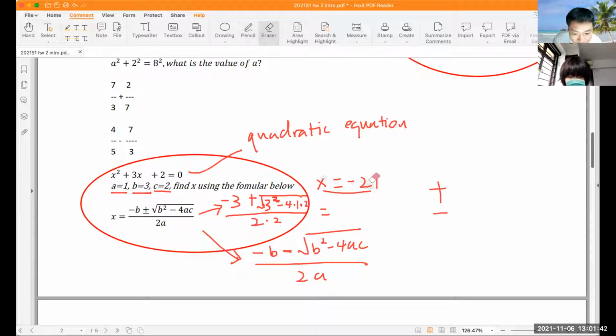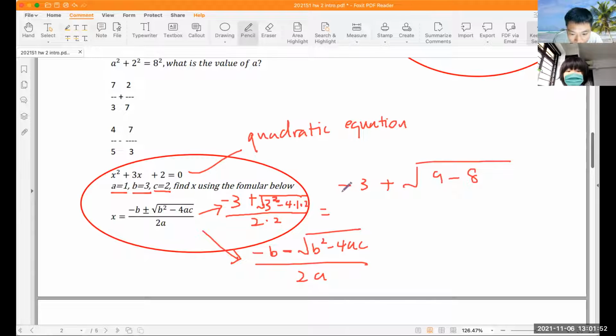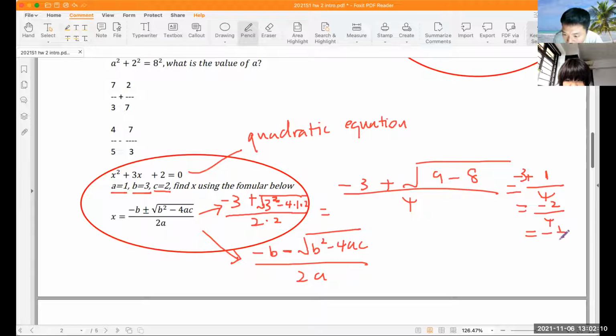So let me not use the calculator yet. So just mental calculation first. So you are going to have -3 plus square root 9 minus 8. Then you have 4 below. I think your answer is wrong. -3 plus. So square root 1 is 1. And you have 4. And then you have -2 above. So one of the answers is -half.